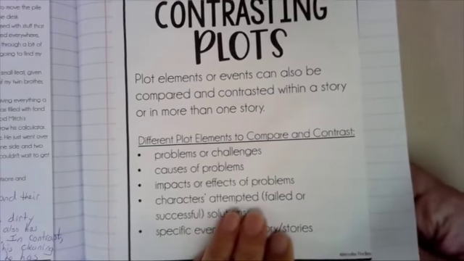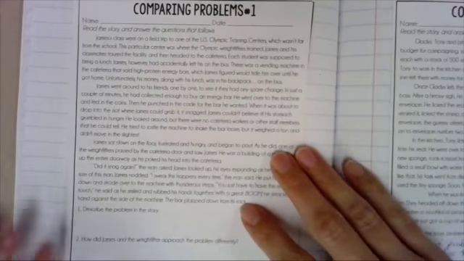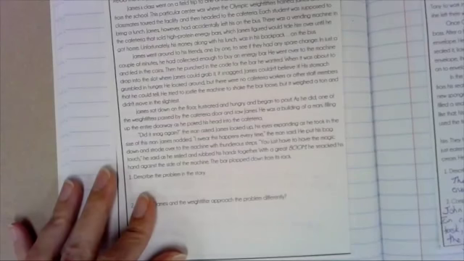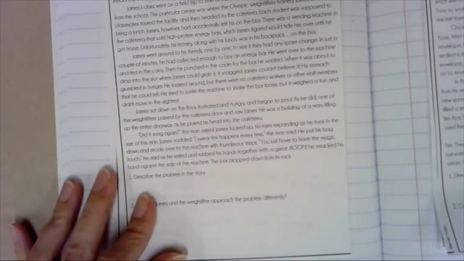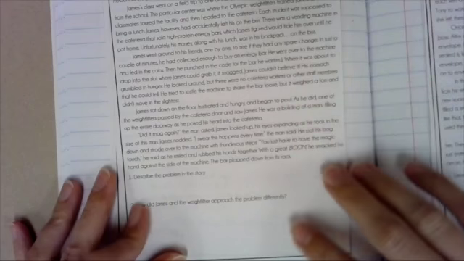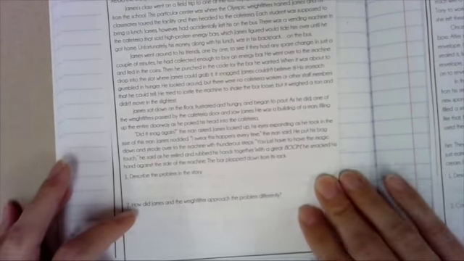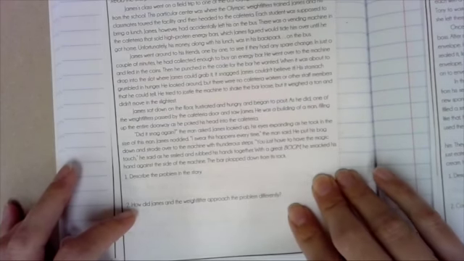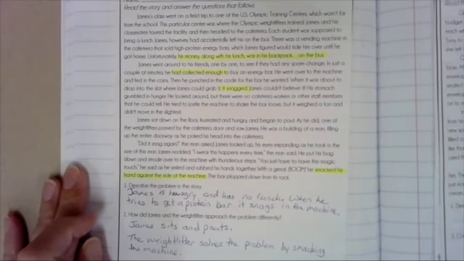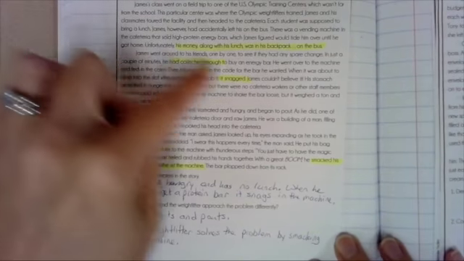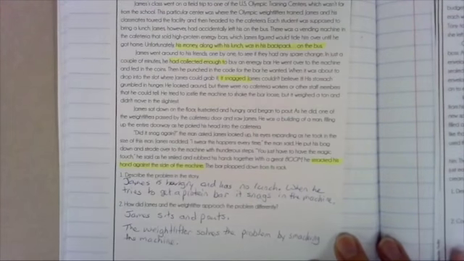Now if we turn to page 18, you're going to glue down comparing problems and write page 18 on it. You will want to pause the video right now and read this on your own. Describe the problem and tell me how James and the weightlifter approached the problem differently. Hopefully you have already done this. Once again, I use my highlighter to highlight important things in the story to help me remember.